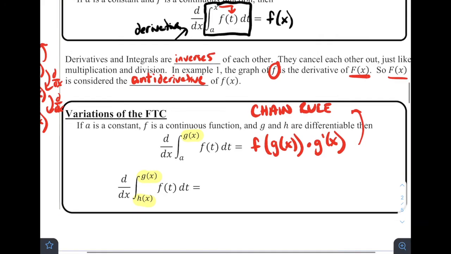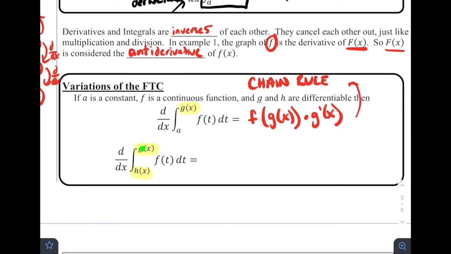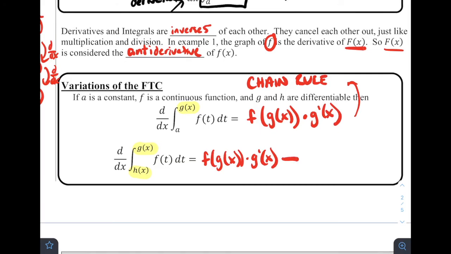That's super cool. But what happens if we have a function in the upper limit of integration and in the lower limit of integration? This is sort of like a double chain rule. We're going to plug in g of x first and have the same expression we just had, so this is f of g of x times the derivative of the inside, g prime of x. Then we're going to subtract the same idea with this h of x. We plug h of x into this function and apply the chain rule, so that's f of h of x times the derivative of the inside, h prime of x.